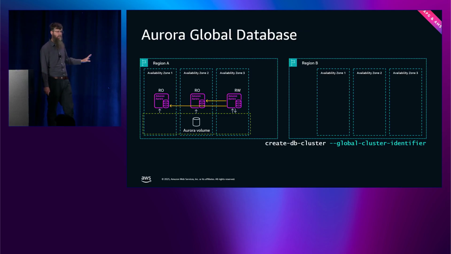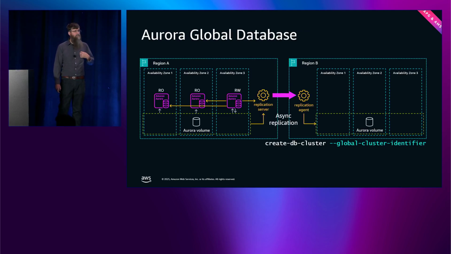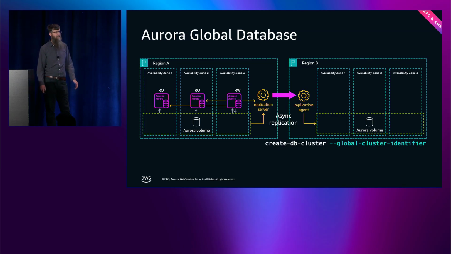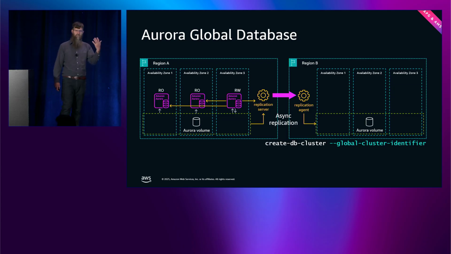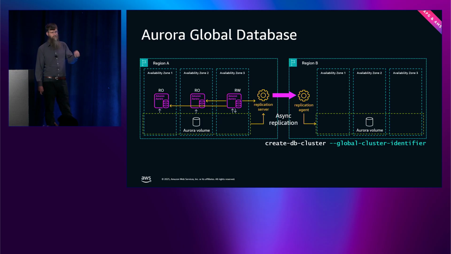Some replicas, some storage. When we add another region into this, internally in Aurora we spin up a replication server, a replication agent. We handle this asynchronous physical replication between them. Notice that your head nodes are not involved in this at all. This is not logical replication. You're not having to pay for the performance tax of binlog with MySQL and things like that. We're doing it all underneath, okay?